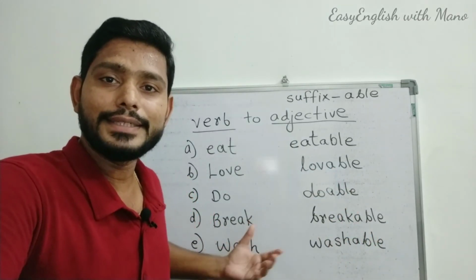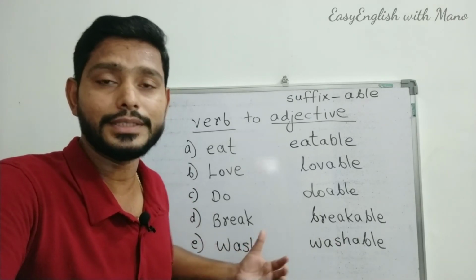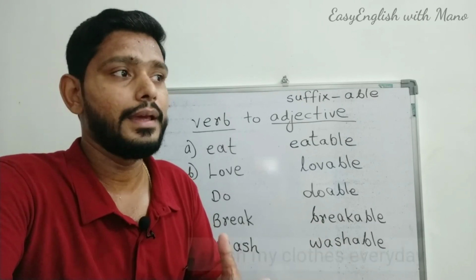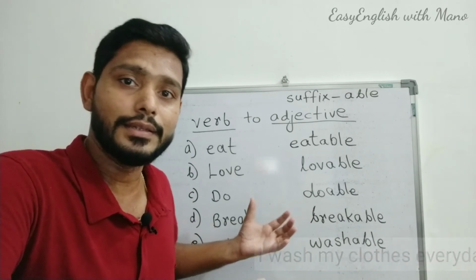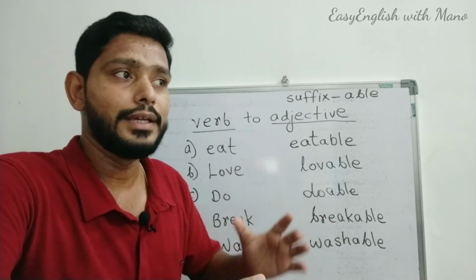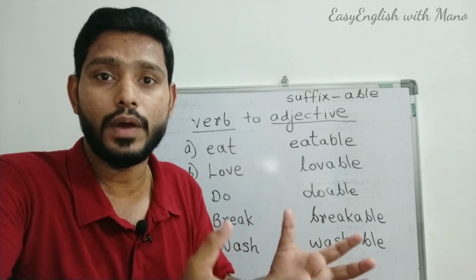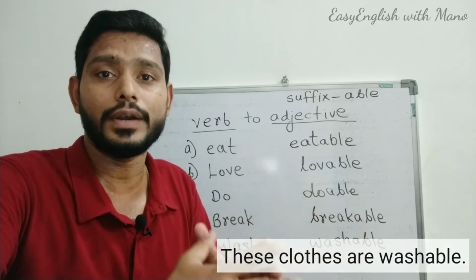Let's see the last example here, wash. Washable. Wash means something that we normally do. We wash our clothes. I wash my clothes every day. Wash shows an action. And if I want to tell more about a particular cloth, that is washable. These clothes are washable, which means we can wash those clothes.